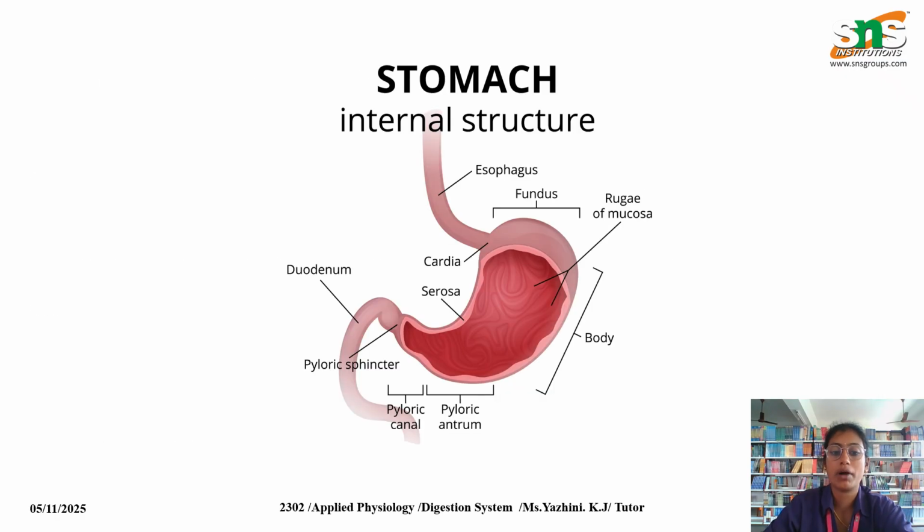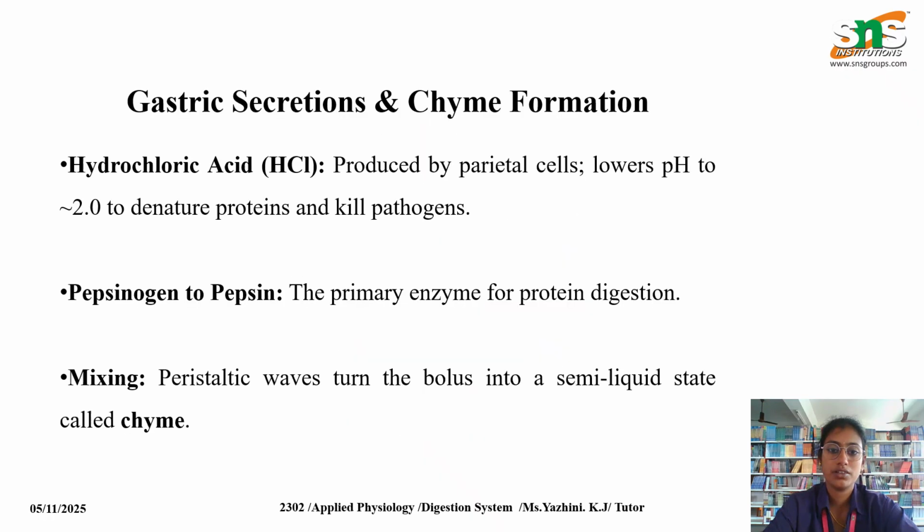Then comes the stomach, with its internal structures. We have already seen the physiological process which takes place in the mouth, which forms a bolus that travels to the esophagus. Now the stomach has parts such as the fundus, and it transfers food to the duodenum of the small intestine. These are the parts. Now we are going to see the physiological processes in the stomach.